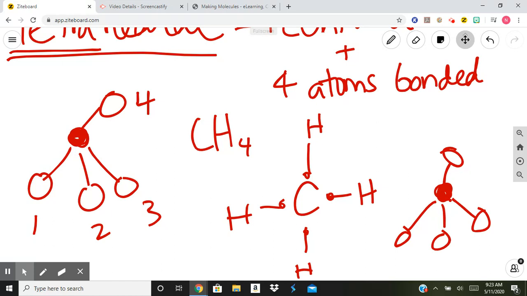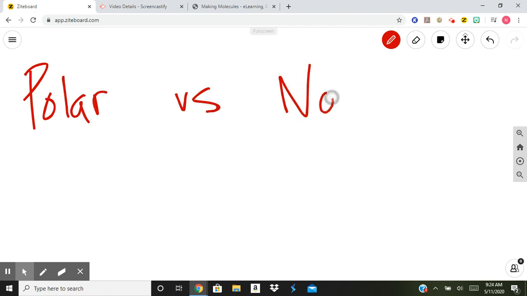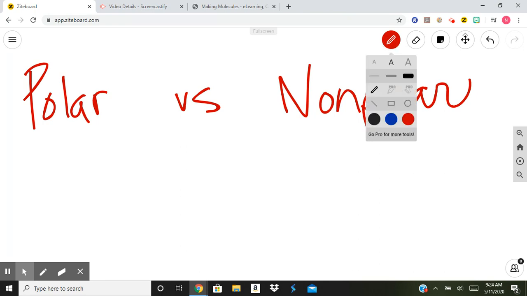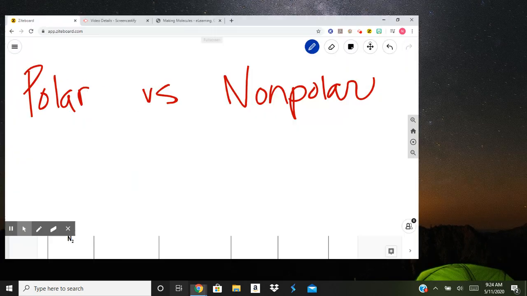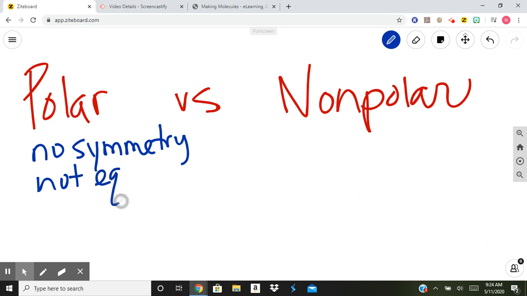Two other vocab words that we're going to discuss today are polar versus nonpolar. All right. And this has to do with the symmetry of the molecule in reference to valence electrons. If something is polar, there is no symmetry. Right? It's not equal. There's no mirror image.